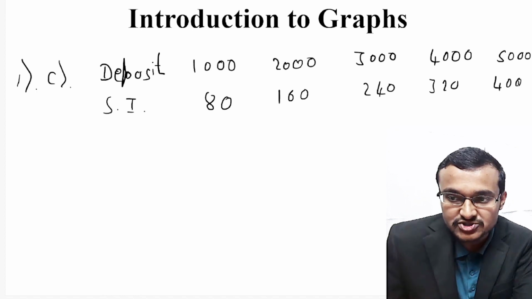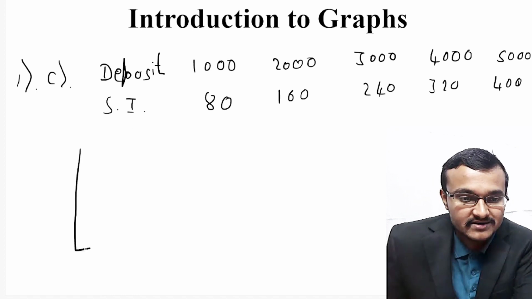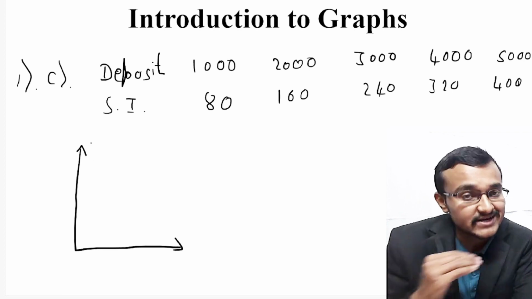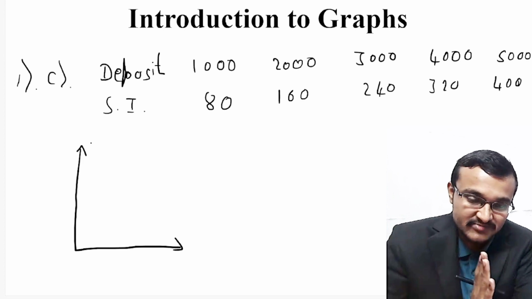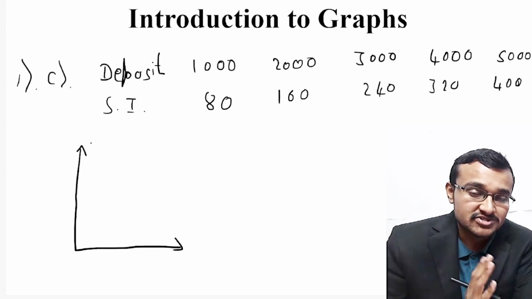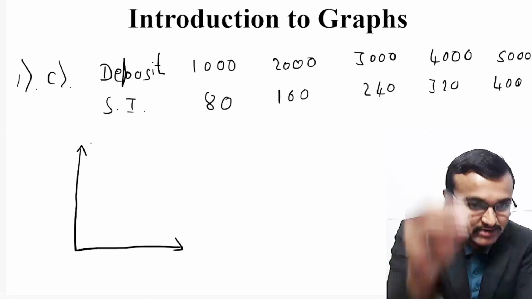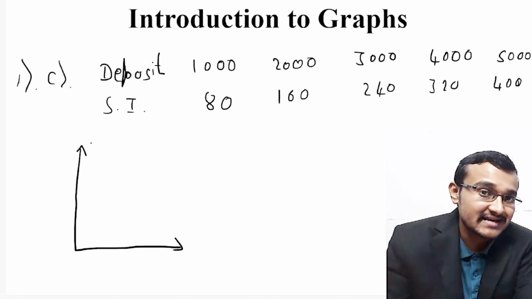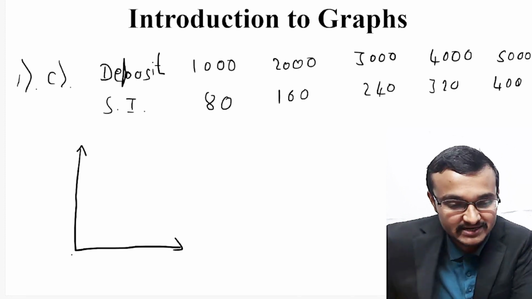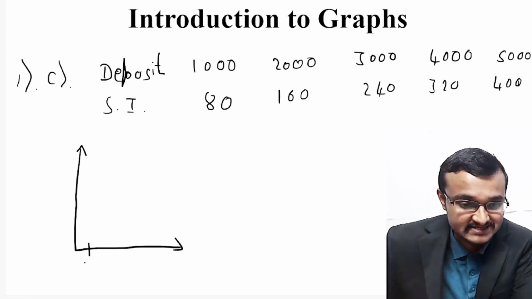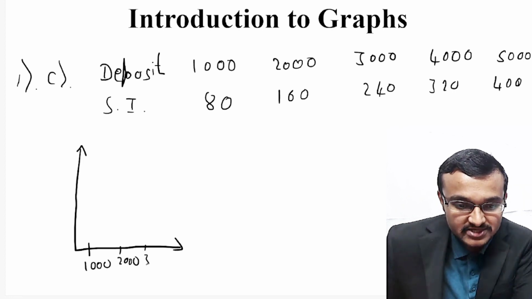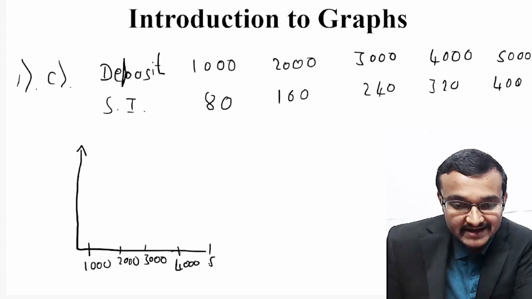So this is the graph which you should plot. So here deposit is on x-axis because deposit is the controlled variable or independent variable. Because simple interest depends on the amount of deposit which you will be keeping as your deposit. So that's why simple interest will be the dependent variable and deposit will be the independent variable. So we'll take deposit on x-axis. So we'll start from 1000, 2000, 3000, 4000 and 5000. So this is the graph which we have to plot.